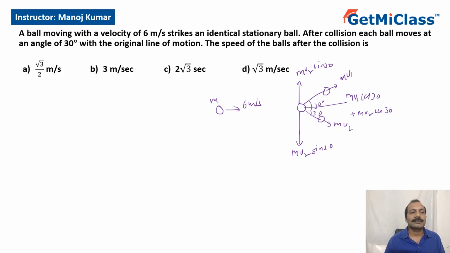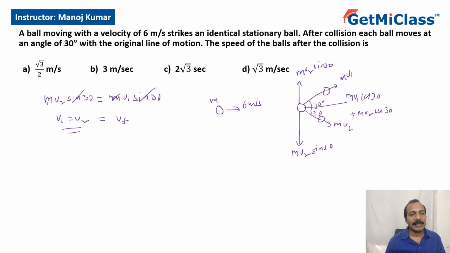Now we know what the momentum before collision is. Because there is no initial momentum along the y direction, I should have mv2 sin 30 equal to mv1 sin 30. So sin 30 cancels, v1 equals v2. Both of them will have the same final velocity. Let's say we call it vf.